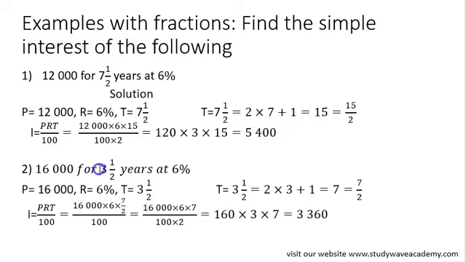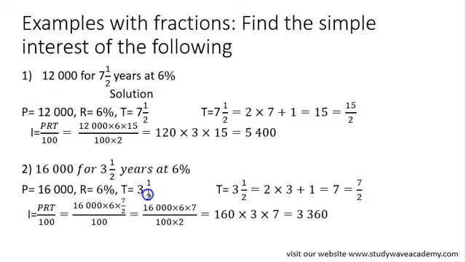16,000 for 3.5 years at 6%. What do we do first? We represent our numbers, right? P is equal to 16,000, this is the principal. And the rate is 6%. And the time is 3.5 years.